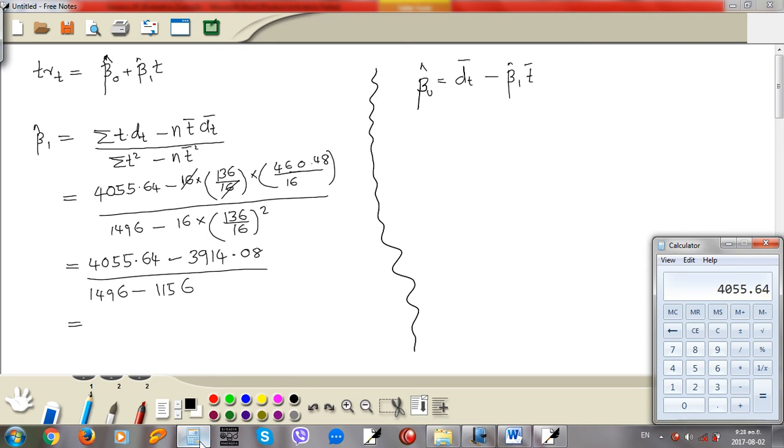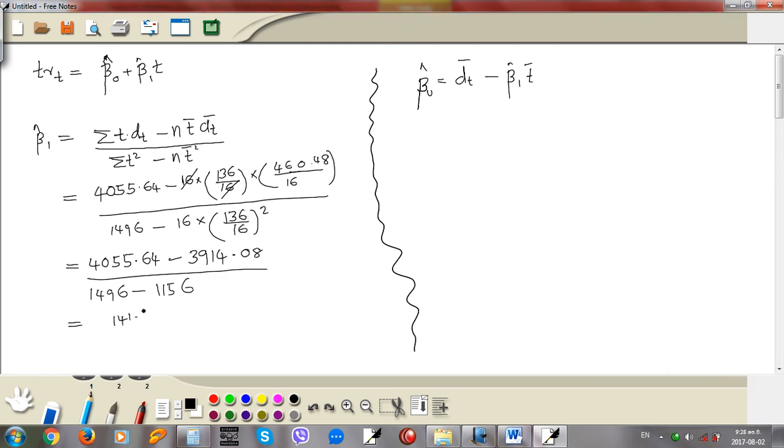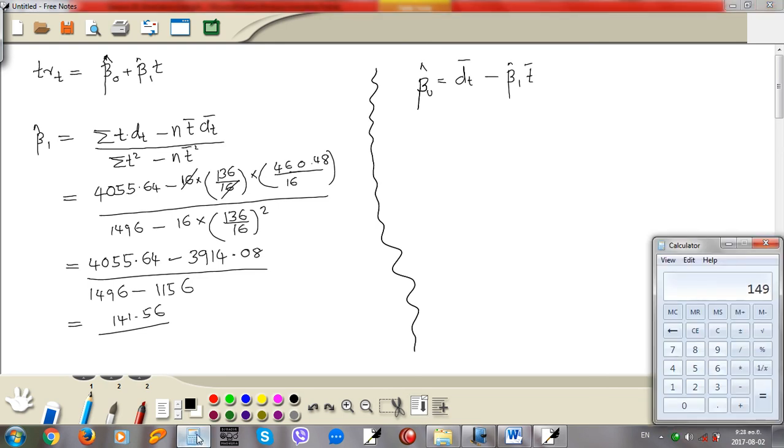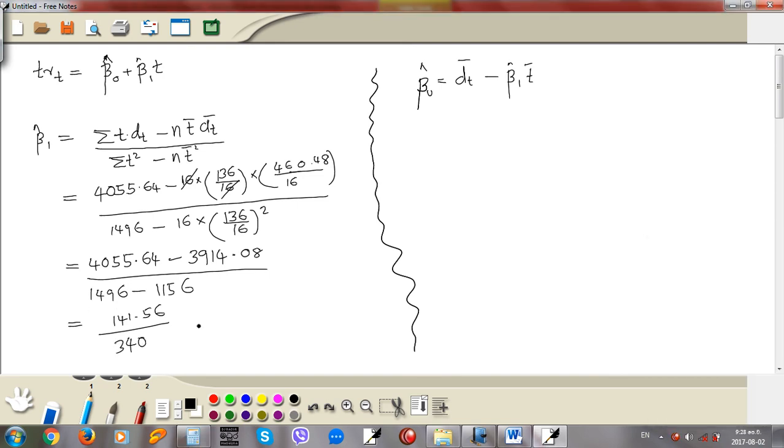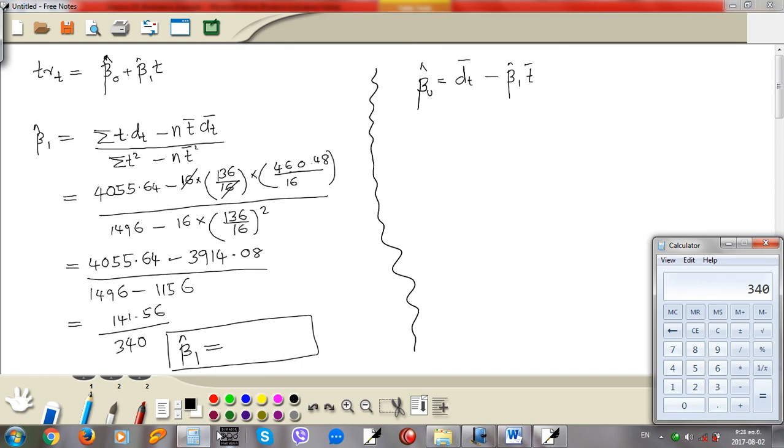So we can simplify further. 4055.64 minus 3914.08 comes to 141.56, divided by 1496 minus 1156, that is 340. Then we can find beta 1 hat equals 141.56 divided by 340, it is 0.416, which is 0.42.